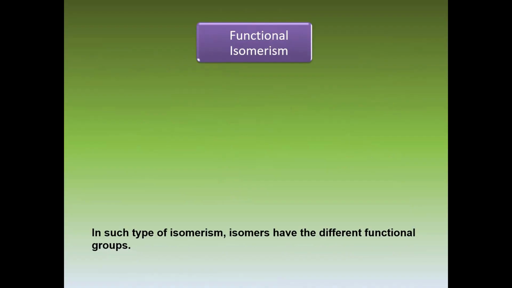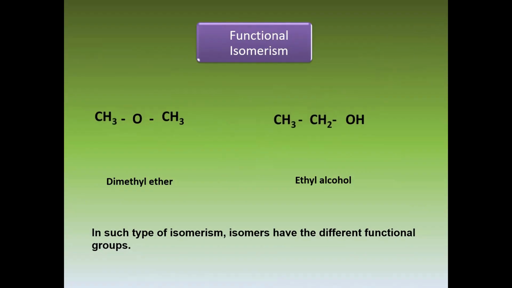And then functional group isomerism. In this type of isomerism, students, you will note that the molecular formula is the same, but the functional group is different. For example, you can check here, this is ether and this is ethyl alcohol. Both have 2 carbons, 6 hydrogens and 1 oxygen. Same molecular formula, but both have different functional groups. So this type of isomerism is called functional group isomerism.